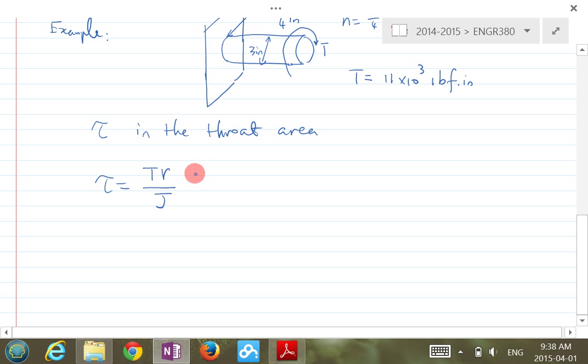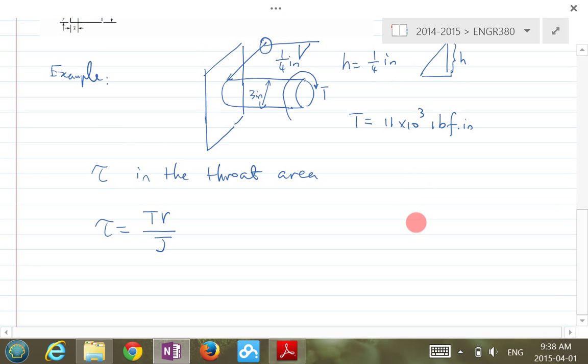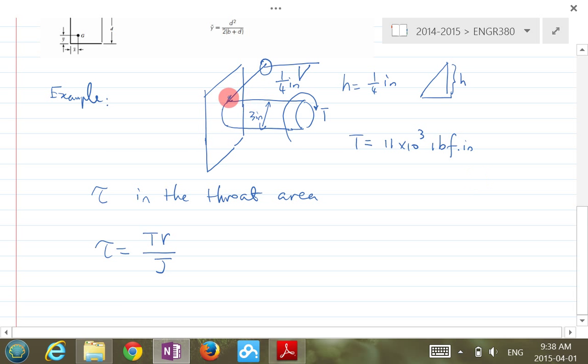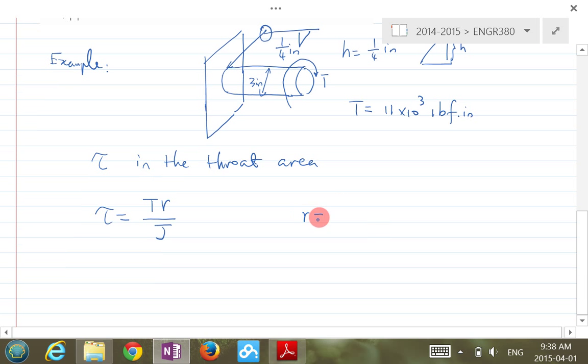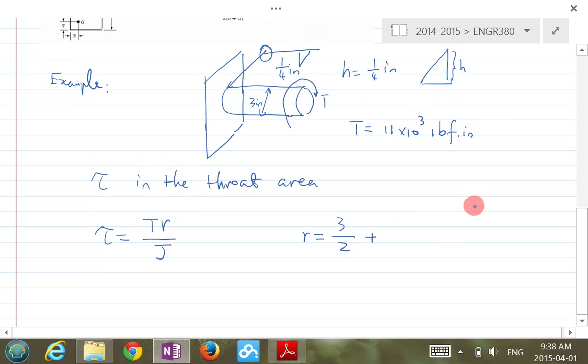So what will be the R value? What will be the J value then? The R value, technically speaking, is not just 1.5, the radius of the bar, because you have the welds over here. So your R, more precisely, is 3 over 2 plus half of this h. This is the more precise value for R.